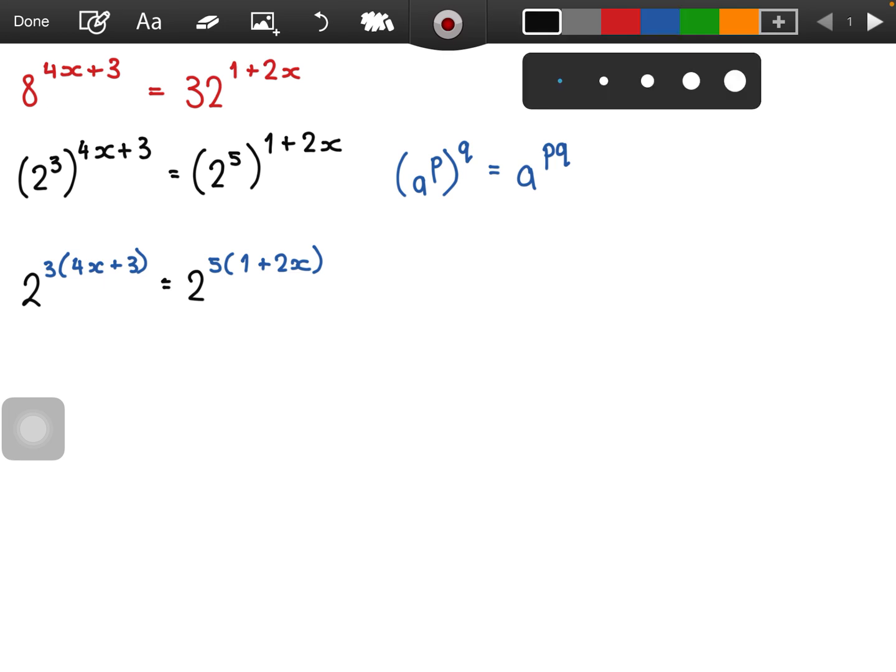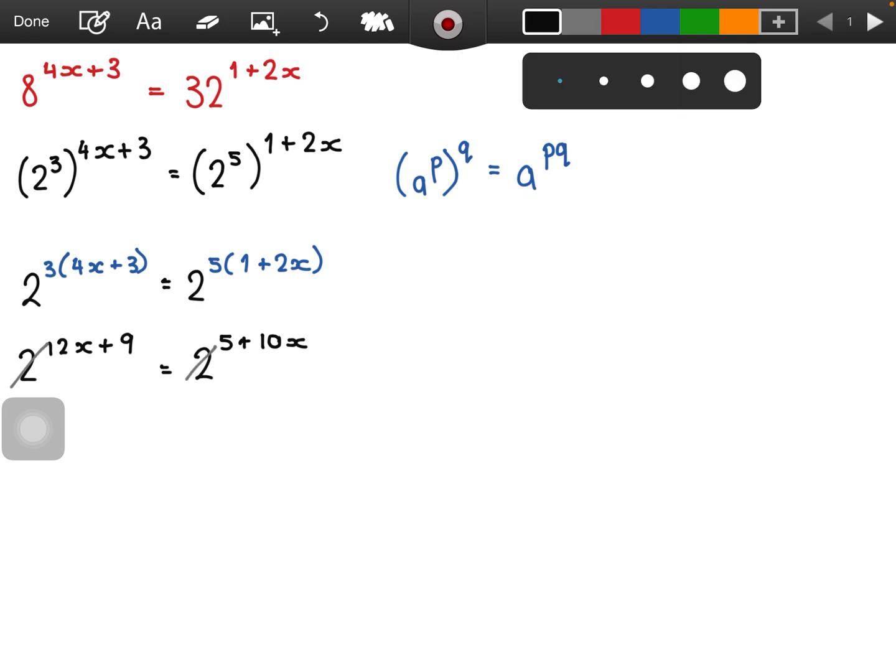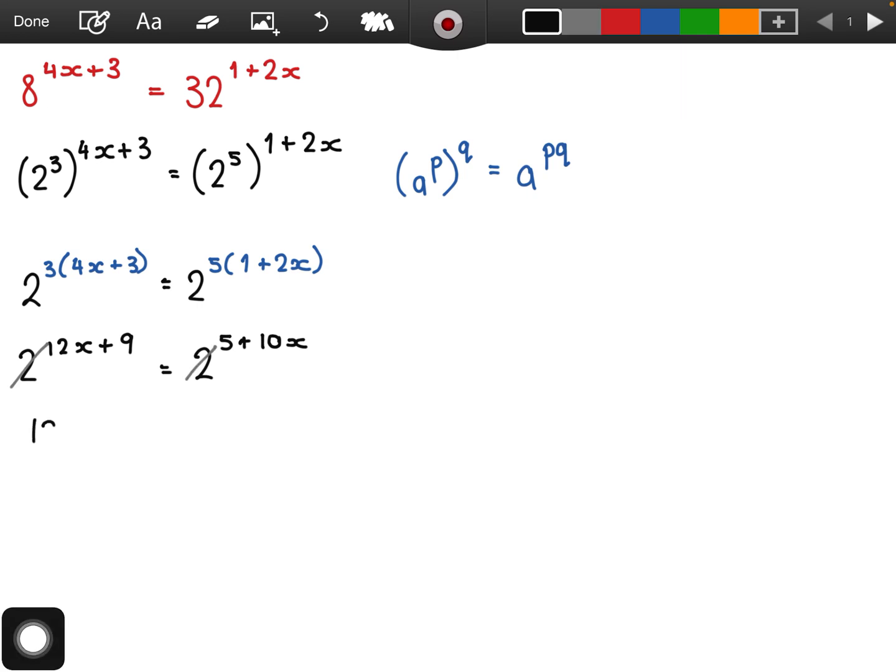Once you have the powers fully simplified, then you can cancel those bases that are the same. So here you can see that they have the same bases and the powers are fully simplified. So we can cancel the bases and just look at the powers together. So 12x plus 9 is equal to 5 plus 10x.